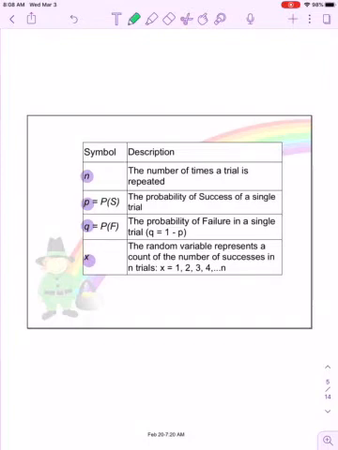Your probability for success has to be the same. So if we're trying to roll a 6, our probability for success is 1 out of 6. Okay, you have a 1 out of 6 chance of getting it. The probability of failure is the rest of it. It's the complement of success. So your success is 1 out of 6, then your failure is 5 out of 6. Okay? And then your random variable counts how many successes you have.